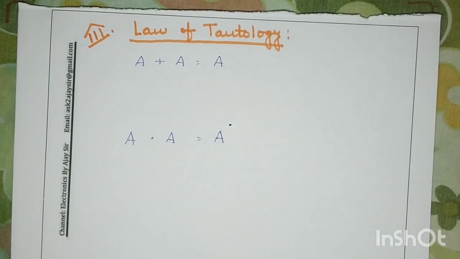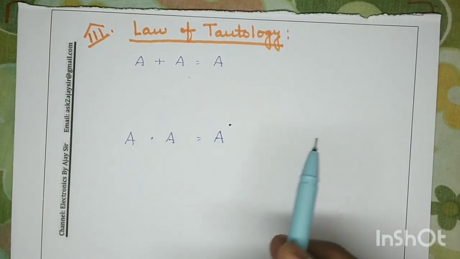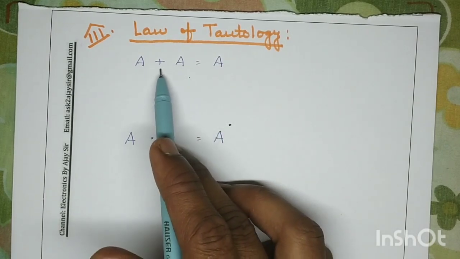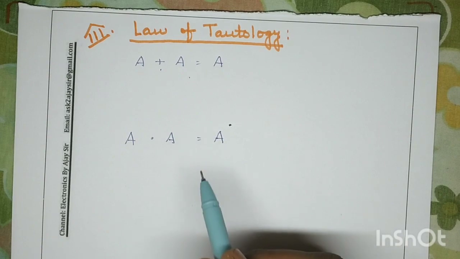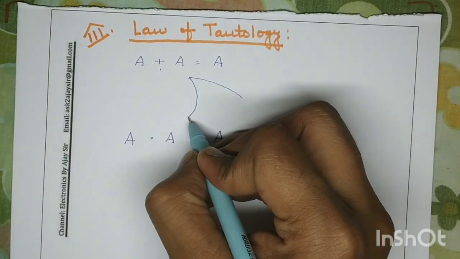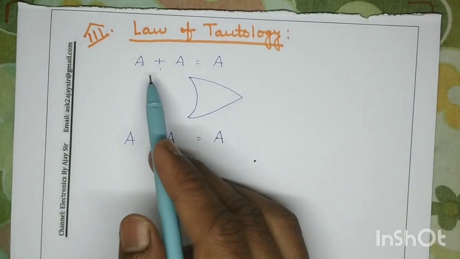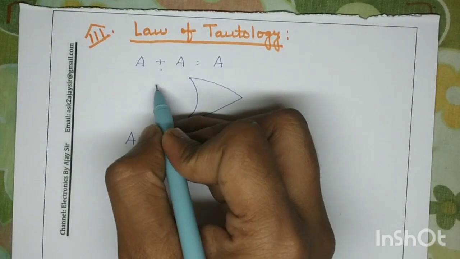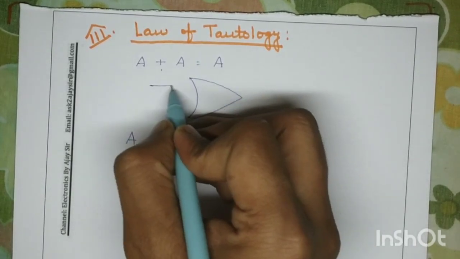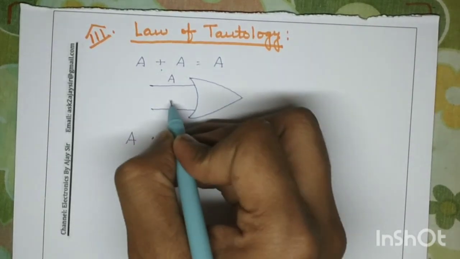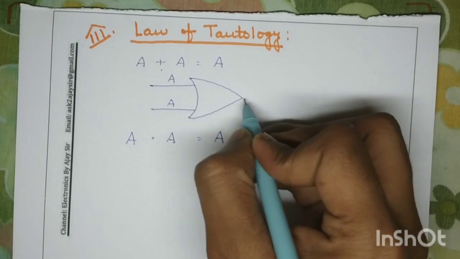As I have mentioned, again we will try the circuit level implementation of these equations. For the first equation, a plus a is equal to a, we will target this sign, it's a plus, so we have to use an OR gate. In this equation there are two inputs a and a, so I have to use a two input OR gate. Both inputs are a, and the output is also a.